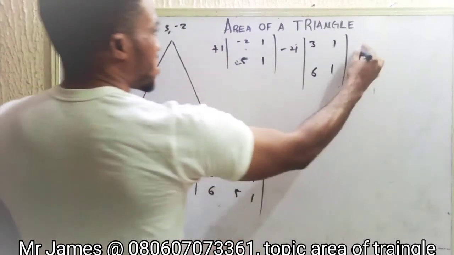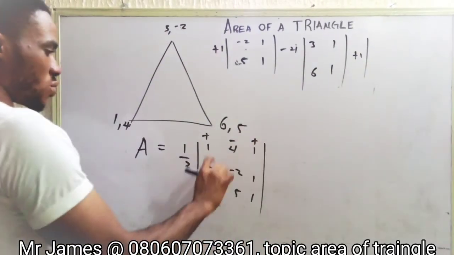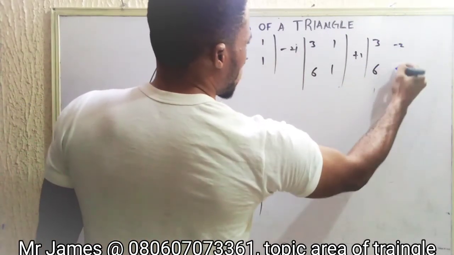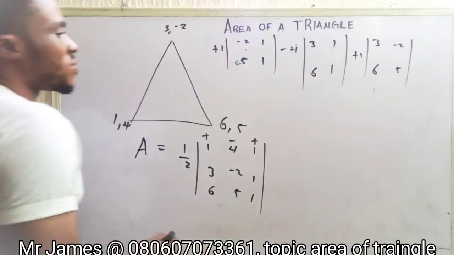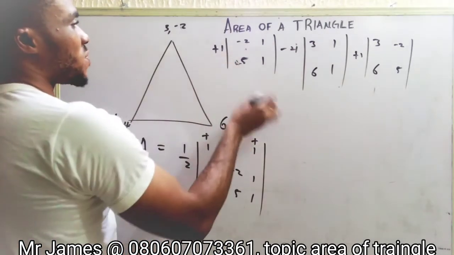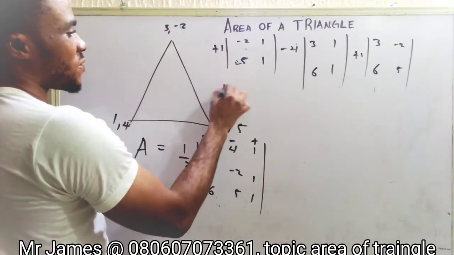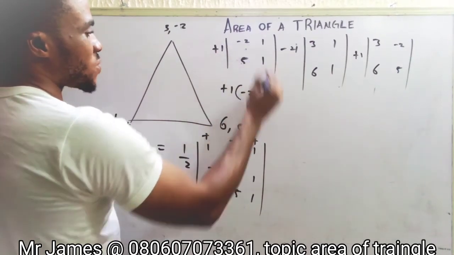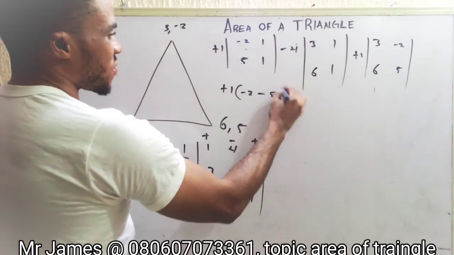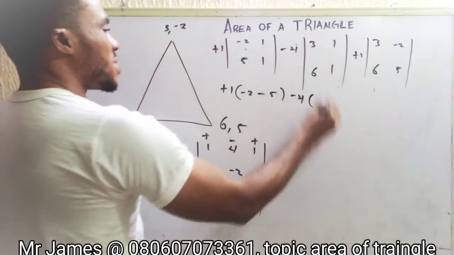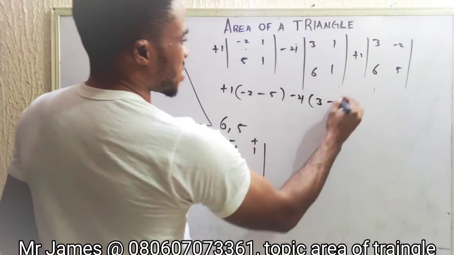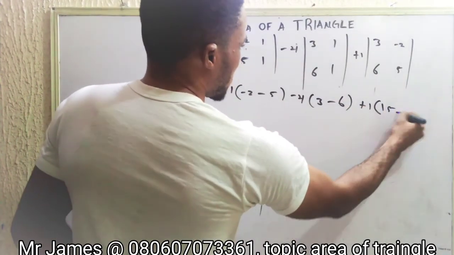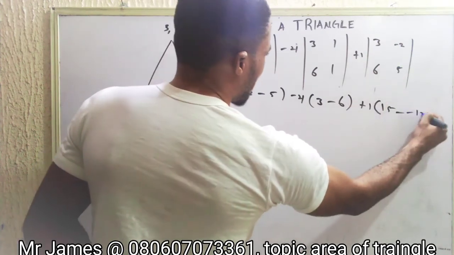If I pick the plus 1, this will go, this will go. So I have 3, 6, minus 2, 5. Now I will start cross multiplication. This is the main diagonal, so I'm going to have plus 1. This times this: minus 2 times 1 minus 5 times 1 is minus 5. Minus 4. This times this, 3 times 1 minus 6 times 1, is minus 3. I have plus 1. This times this is 15 minus this times this, which is minus 12.